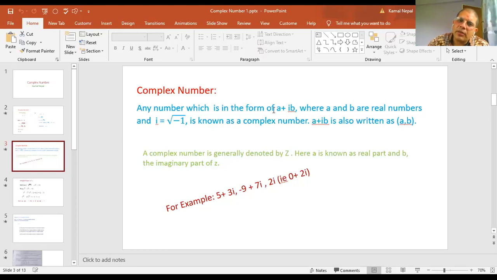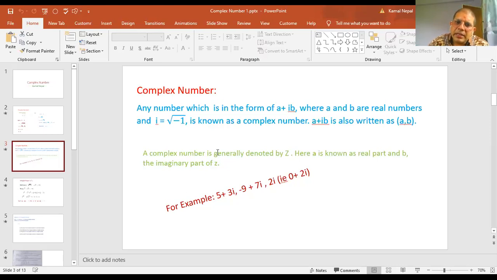A number in the form a + ib, where a is a real number, b is a real number, and i is the imaginary unit, has a real part and an imaginary part. First, a is the real part, and the second, b, is the imaginary part. In the sense of a complex number, a + ib is also written as (a, b).